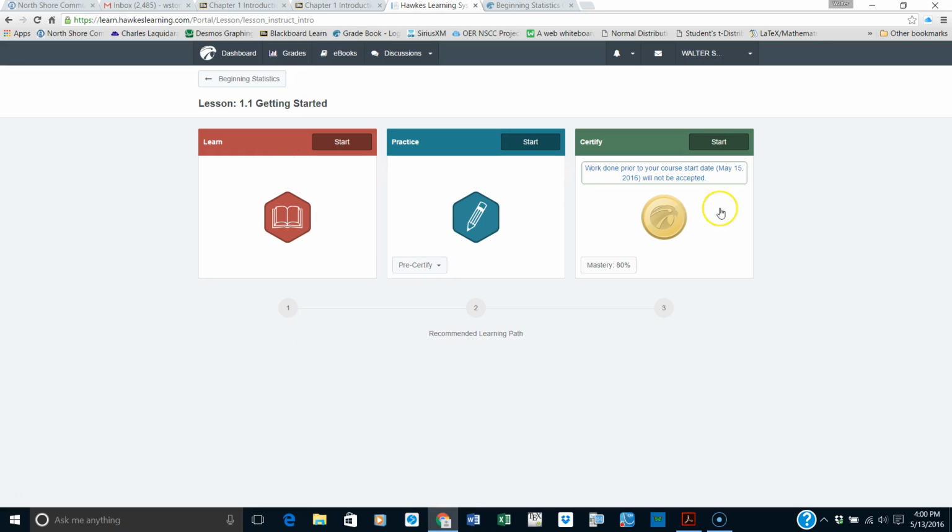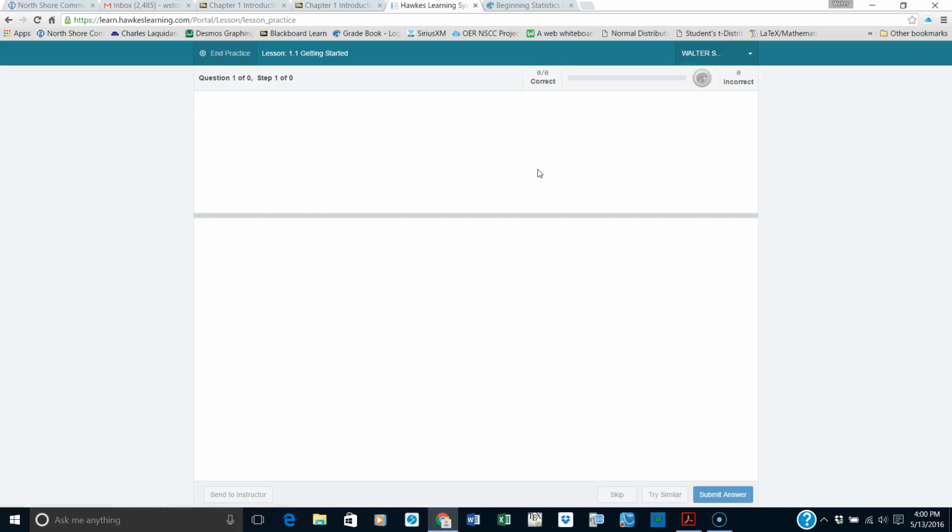And there are three windows here. One is the Learn window, the Practice window, and the Certify. And you've probably done this Learn mode on your own already. And now we want to go into practice mode, and I just want to show you how these problems work.